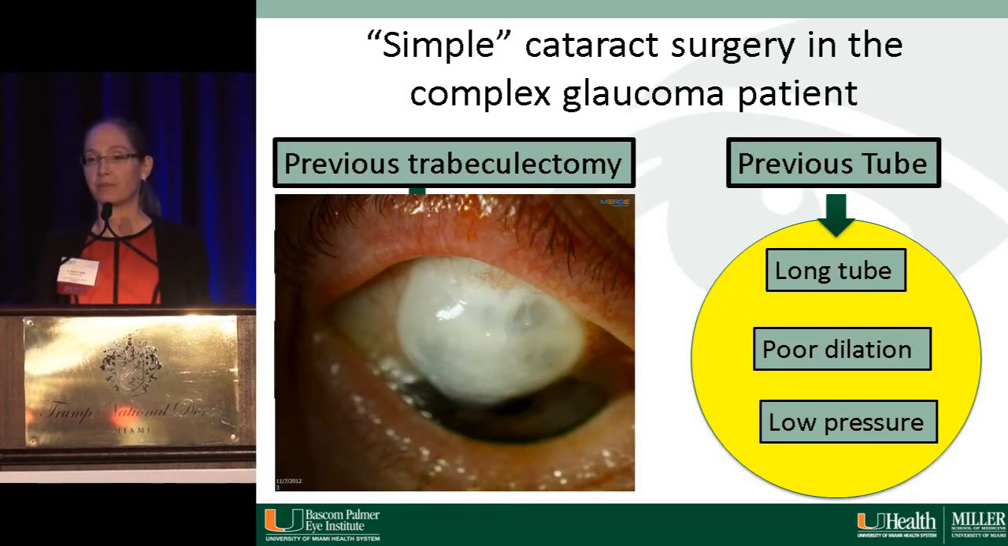There we go. So these are some other instances in which glaucoma can cause us issues with our cataract surgery. Previous trabeculectomy surgery can be a problem, mostly in terms of really wanting to limit inflammation. Previous tube surgeries also can cause us trouble in terms of the length of the tube. If the tube is too long, that can be a problem. We tend to have issues with low intraocular pressures in these patients with previous tubes.